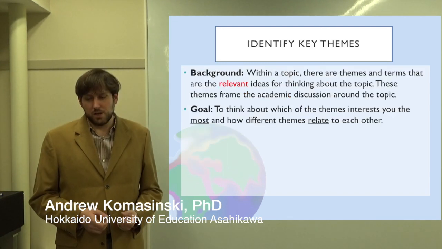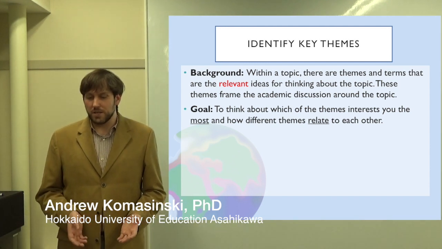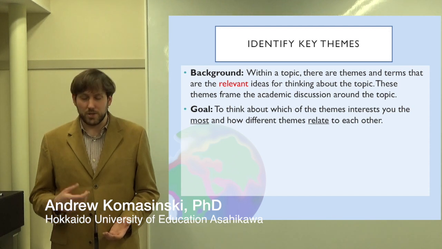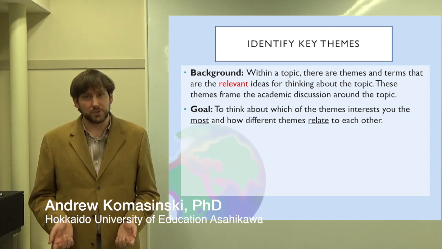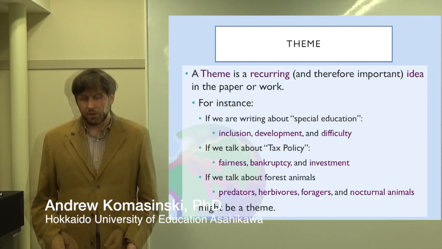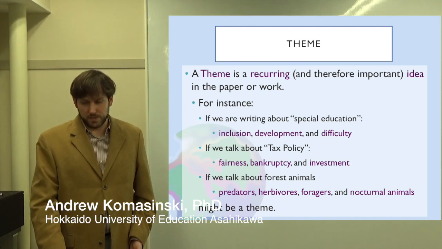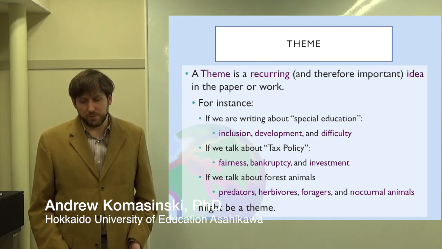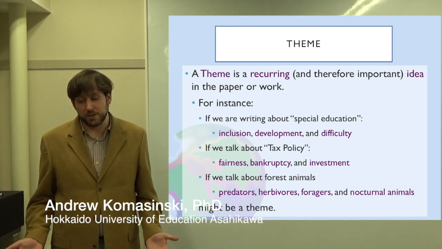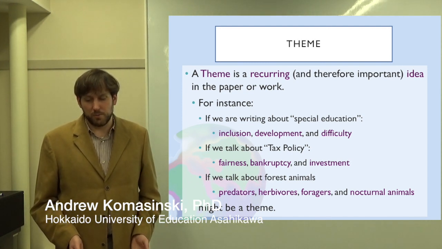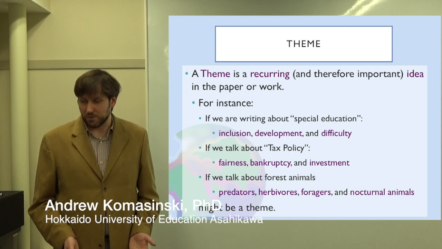So this is review. Within a topic, there are themes and terms that are the relevant ideas for thinking about the topic. These themes frame the topic and the academic discussion around the topic. The goal here is to think about which of the themes interests you the most and how these different themes relate to each other. A theme is a recurring and therefore important idea in the paper or work. For instance, if we're writing about special education, some of the themes could be inclusion, development, and difficulty. If we talk about tax policy, this could be fairness, bankruptcy, and investment. If we talk about forest animals, predators, herbivores, foragers, and nocturnal animals might be themes that we're using.